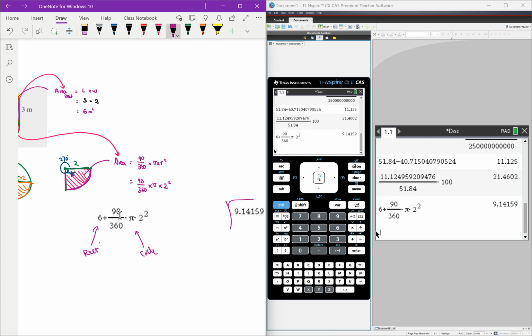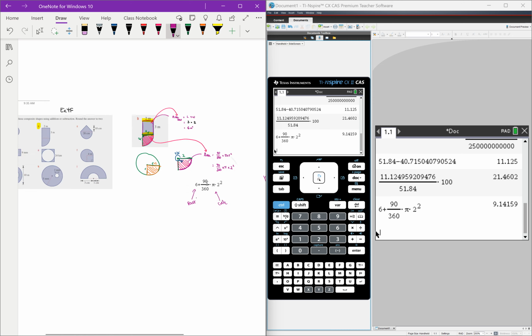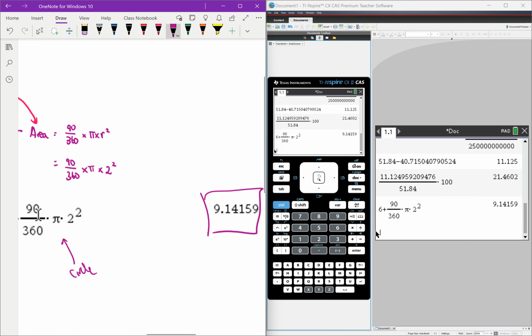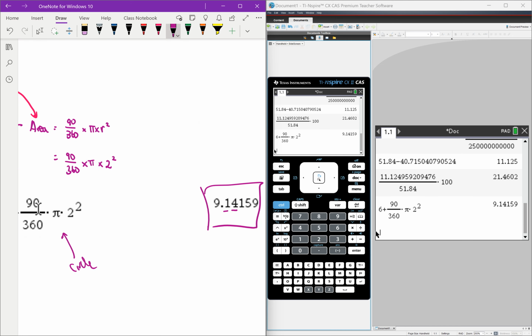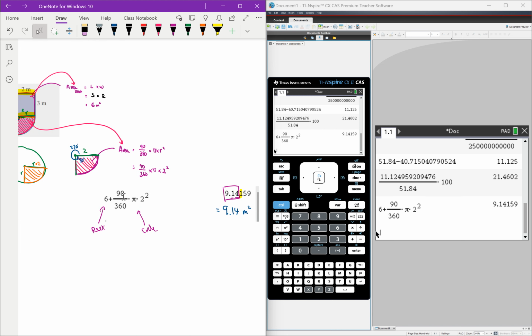And that's my answer, but they want you to round it to 2 decimal places. So these are my 2 decimals, and that means I only want this section. So this up to this section, but remember to check the digit after. Is it closer to 0.14 or is it 0.15? And we can see that 9.14 is the closest. So the area has to then be that. Okay, that's how I do it.